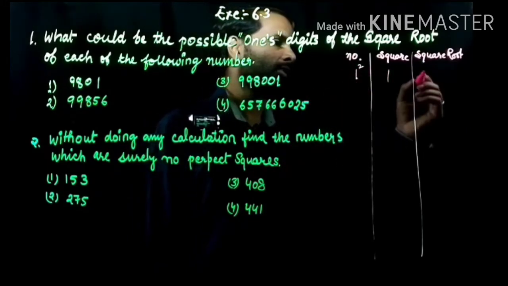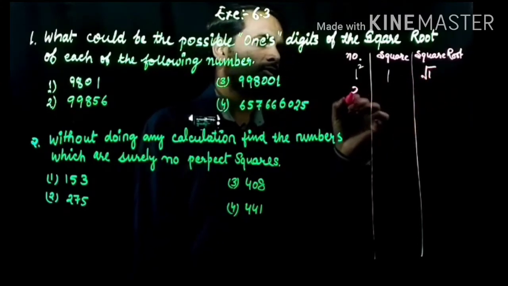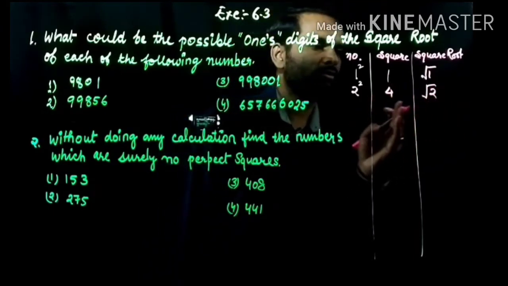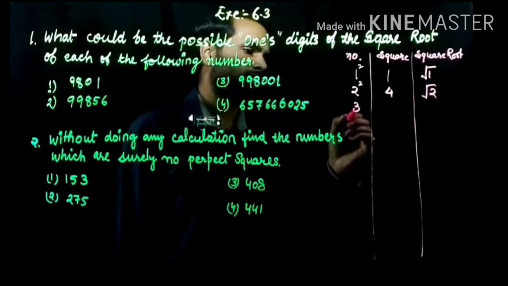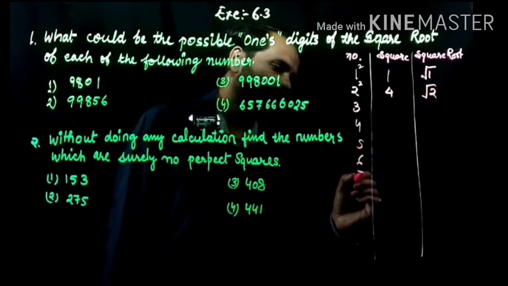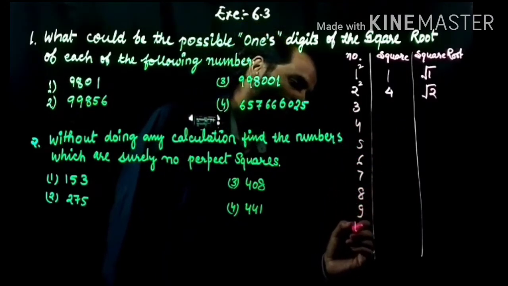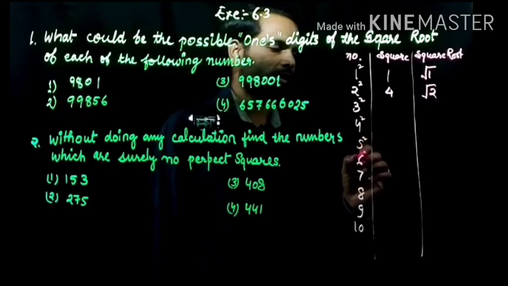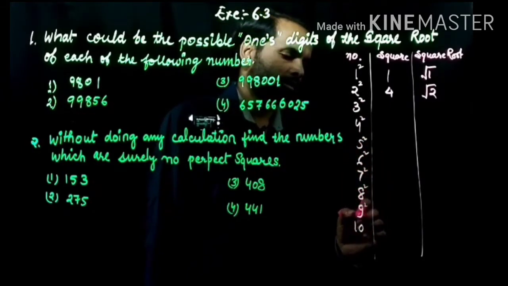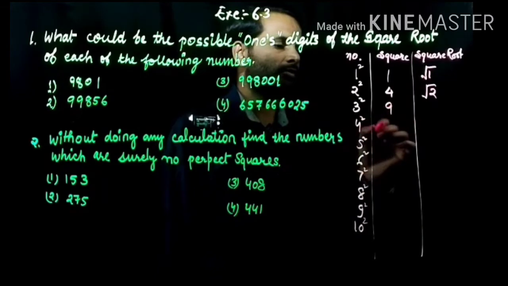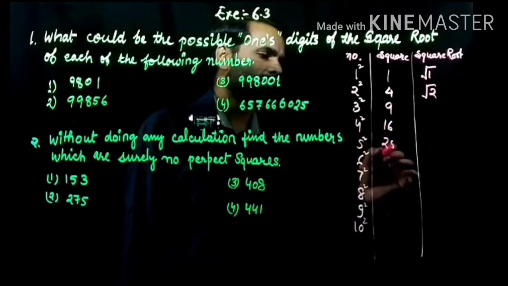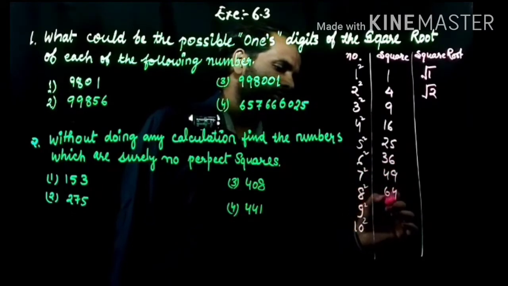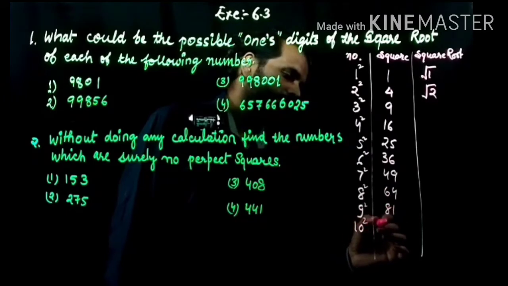The square root of 1 is 1. 2 squared is 4, and the square root of 4 is 2. Then 3, 4, 5, 6, 7, 8, 9 and last is 10. All the numbers will be in square form. You write 3 times 3 is 9, 4 times 4 is 16, 5 times 5 is 25, 6 times 6 is 36, 7 times 7 is 49, 8 times 8 is 64, 9 times 9 is 81 and 100.